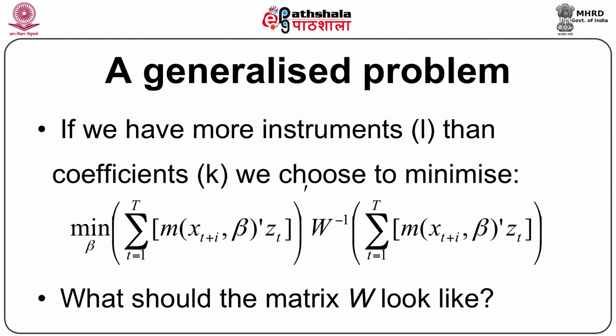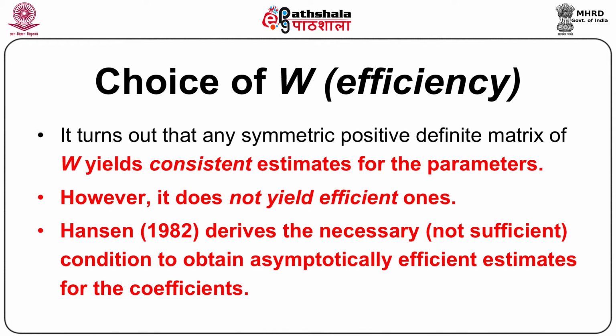Now we have to determine the expression for the matrix W. So let me ask the question, what should the matrix W look like? Let us note that a symmetric positive definite matrix W yields a consistent estimator of the parameter. However, it does not yield an efficient estimate of the parameter. Now, Hansen 1982 provides the necessary but not sufficient condition to obtain asymptotically efficient estimates for the coefficient.